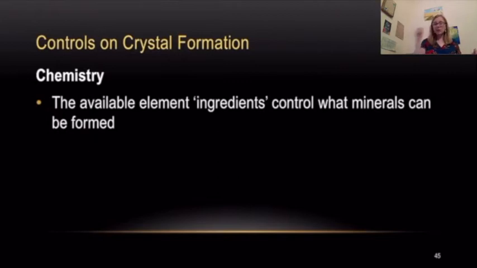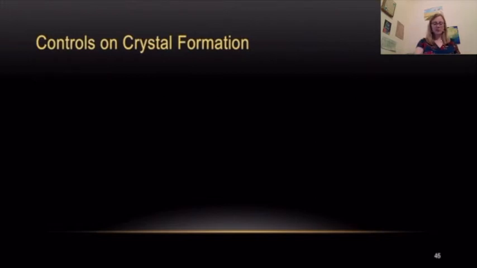Chemistry is going to control the way that crystals form. So if you're making halite, which is sodium and chloride, you're adding sodium, chloride, sodium, chloride, sodium, chloride. If you run out of sodium, you can't add the next chloride. You're done. So the elements that are available in the liquid around the forming mineral are going to determine what minerals can form. They're like ingredients making any kind of food.